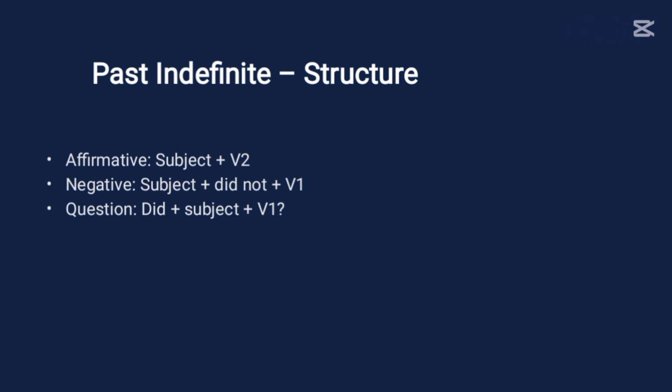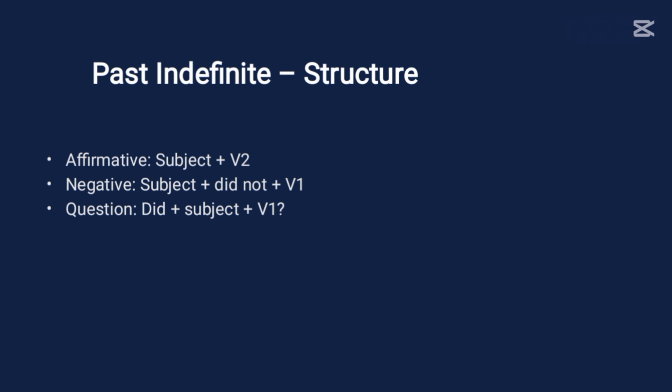Its structure for positive sentences is subject plus second form of verb. Structure for negative sentences is subject plus did not plus first form of verb. And its structure for interrogative sentences is did plus subject plus first form of verb. Students, here remember that after did never use second form of verb, did always bring the verb back to its first form.